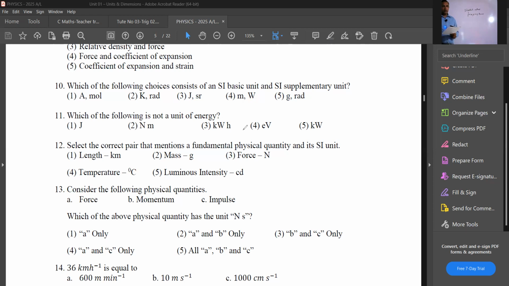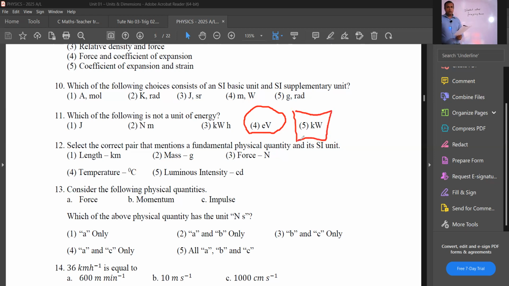I think I have done this one last week. In our last session, I discussed some other units that we can use to measure physical quantities instead of SI units. In this case, I mentioned electron volt. Electron volt is used to measure energy.